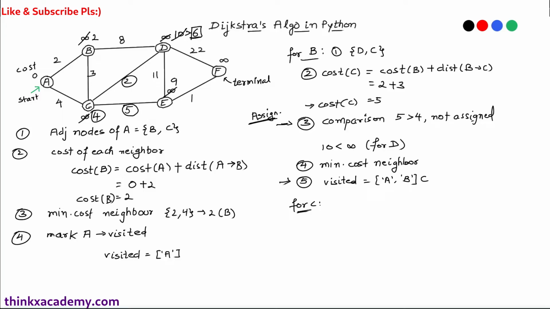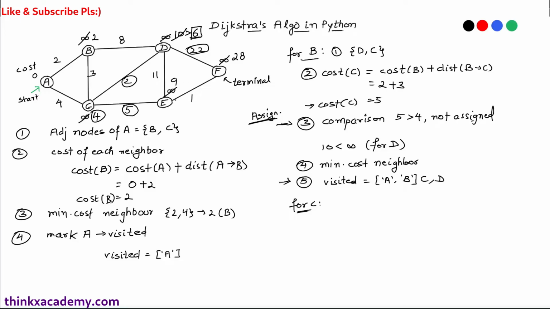For D, we have these two neighbors, E and F. And from here, 6 plus 22, you can see the value is 28, which is less than this. So I will assign it here. And from D to E, I have a distance of 6 plus 11, so 6 plus 11 is 17. Since 17 is greater than 9, I'm not going to reassign it. So I'm going to leave it as it is. And now this D will be moved to the visited array.